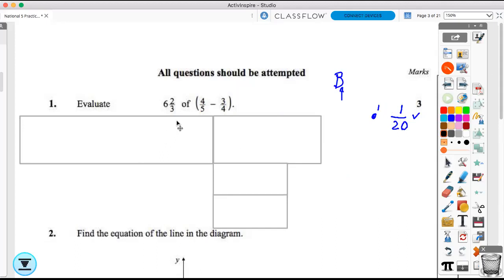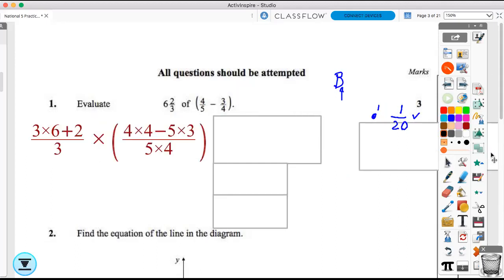The way I would do it, I would get rid of the mixed fraction. You can do it that way as well. So to get rid of the mixed fraction, this is what you need to do. You need to do 3 times 6 plus 2, because it's 6 and 2/3. Okay, so it's 3 times 6, which is 18, plus 2, that's 20 over 3, times 4 over 4 minus 5 times 3 divided by 5 times 4.